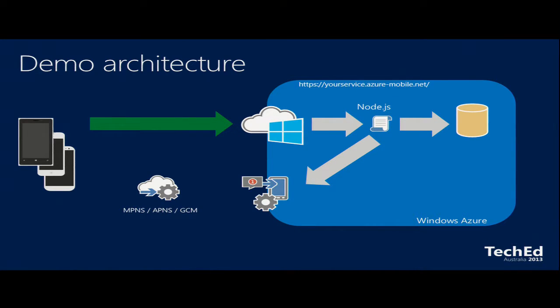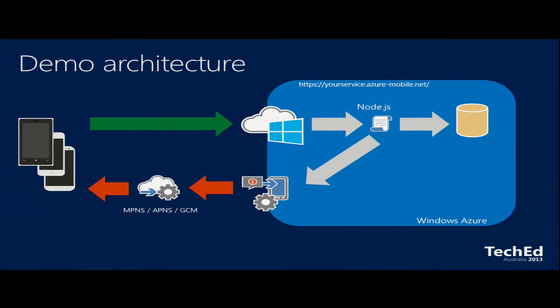So we'll look at doing the configuration as well for each of the native push notification services. So MPNS, which is the Microsoft push, and APNS, which is Apple's, and then GCM, which is Google's, which will then deliver the message back to the device.